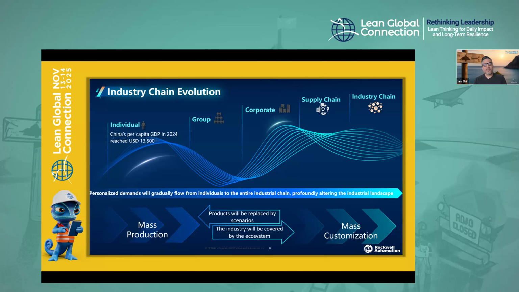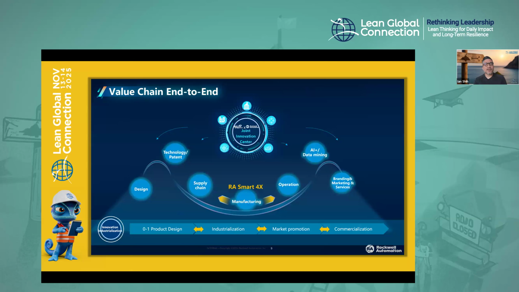That reflects my point at the very beginning: the two physical dimensions that go beyond factory four walls. The first one is the industry chain, upstream and downstream, driven by the per capita GDP growth that's driving the buying behavior evolution. The next part is also very interesting, which is another physical dimension beyond factory four walls: the value chain end to end.